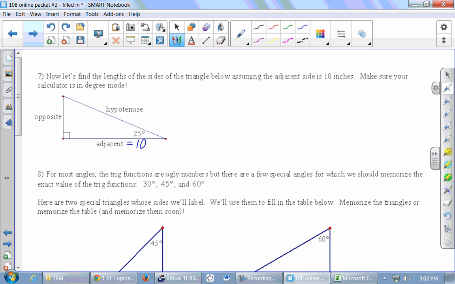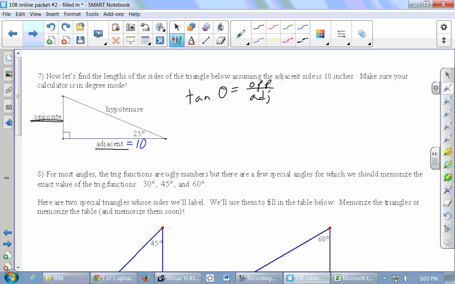So let's suppose that we wanted to find the opposite side right here. So you know the adjacent side, you want the opposite side. Go back and look on the previous page and pick the one of those three trig functions that relates the opposite side and the adjacent side. Is it sine, cosine, or tangent? Hopefully you got tangent. So we know that tangent of theta is the opposite over the adjacent.